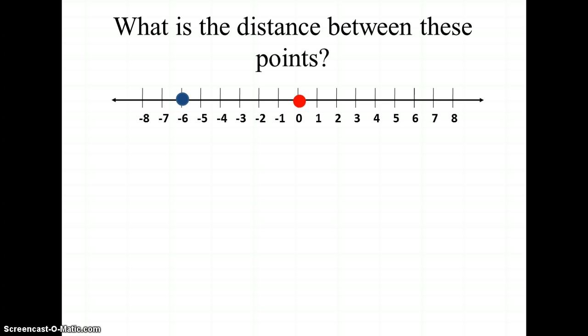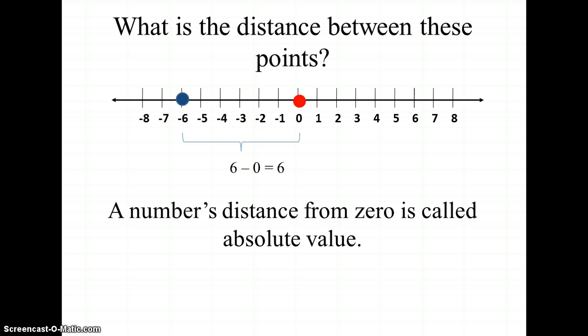To find the distance between these points, I would have to look at the absolute value of -6, which is 6, and subtract 0 from that, which gives me 6. Because -6 is 6 units away from 0. And we've talked about that earlier in this unit.